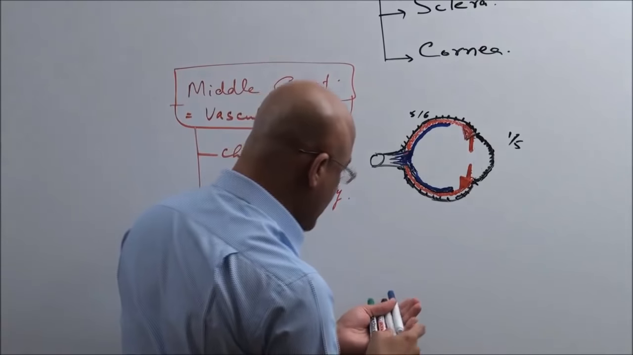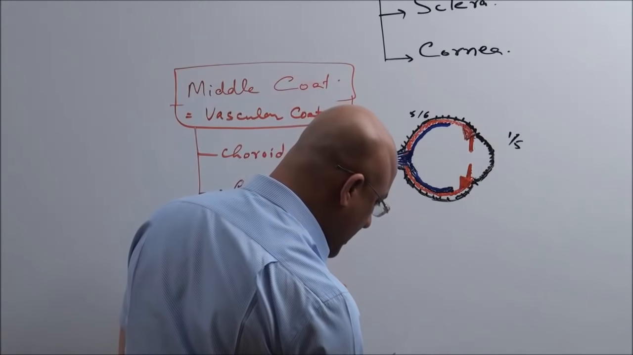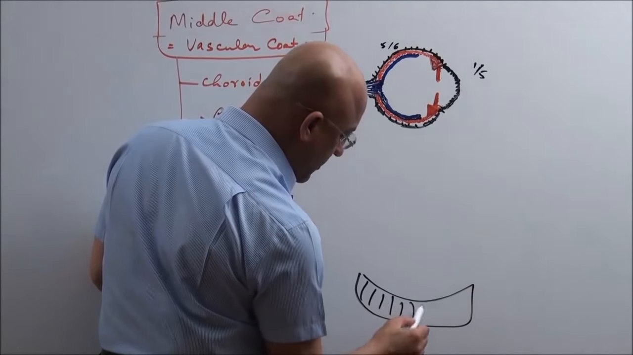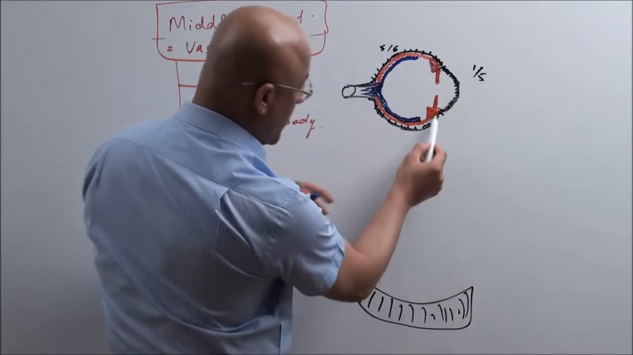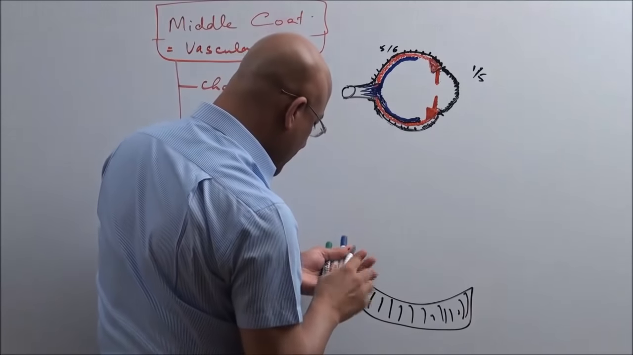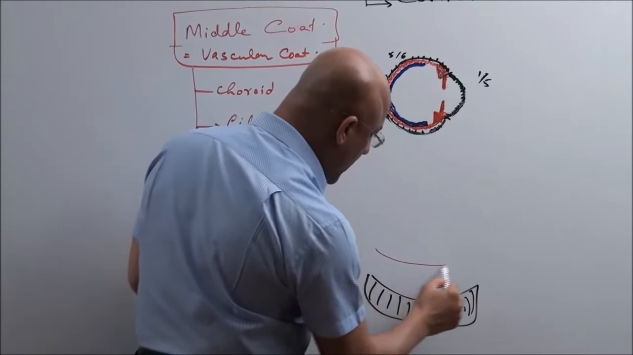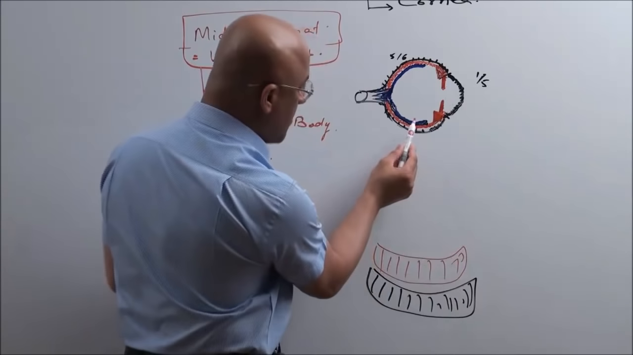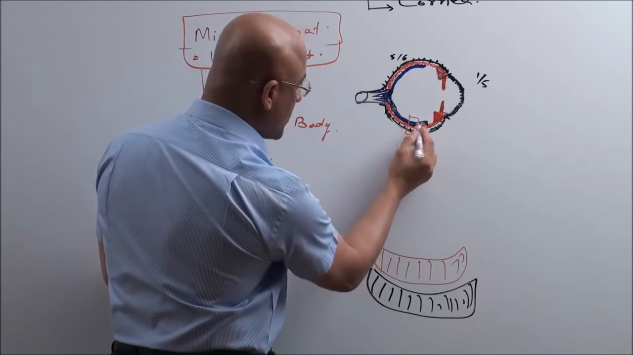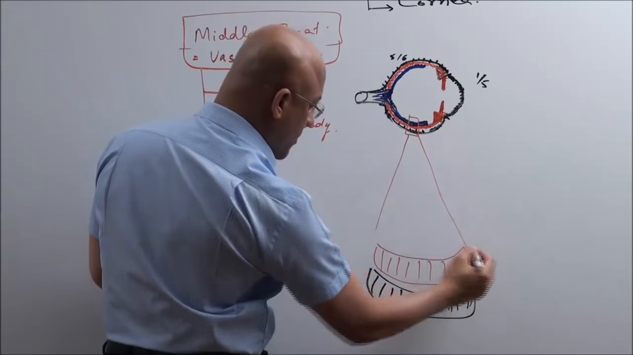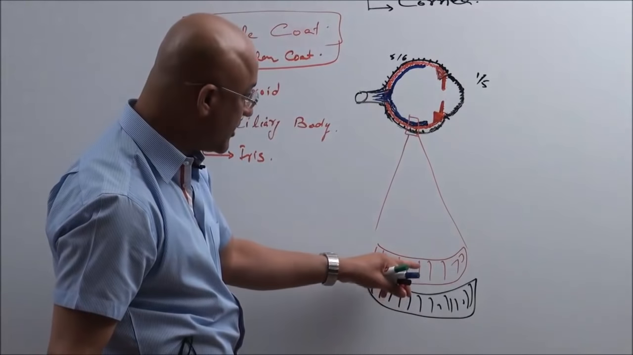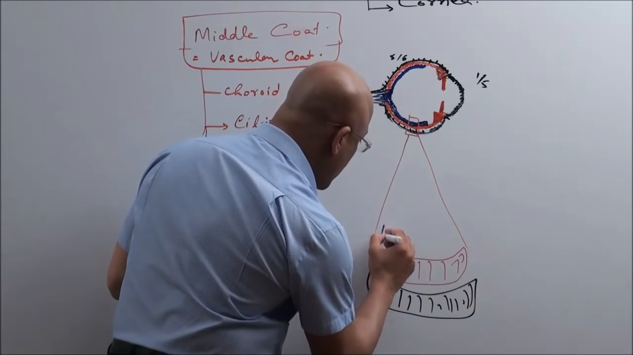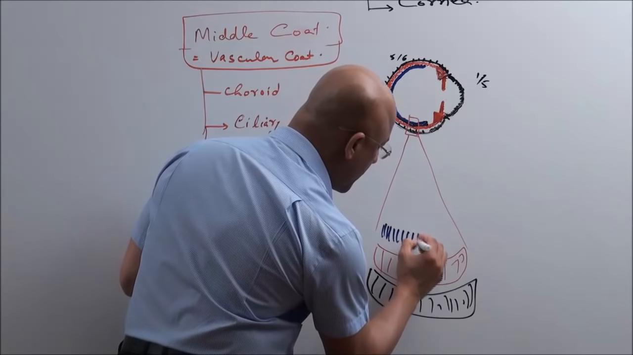If I enlarge the structures here, what is this structure? This is the sclera. Inside it, what is this structure? The choroid, or vascular layer. I have enlarged it. This is the sclera. Inside it there's the vascular layer. Inside here, this is your retinal layer.